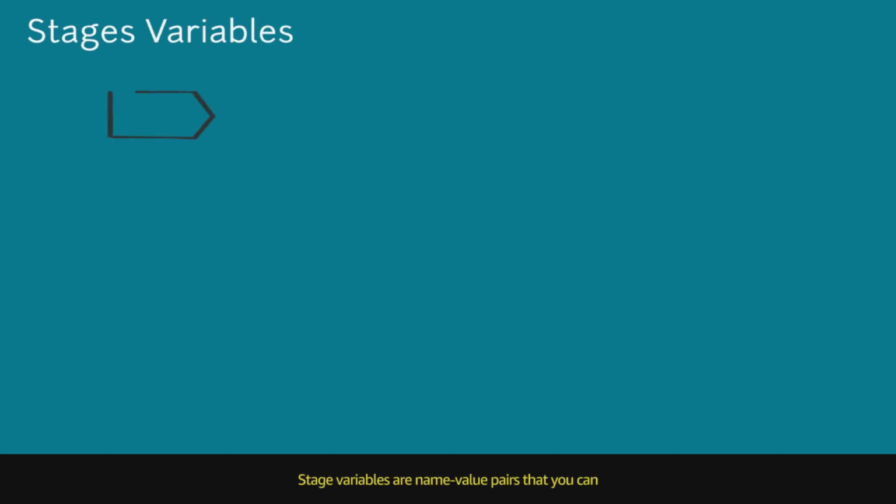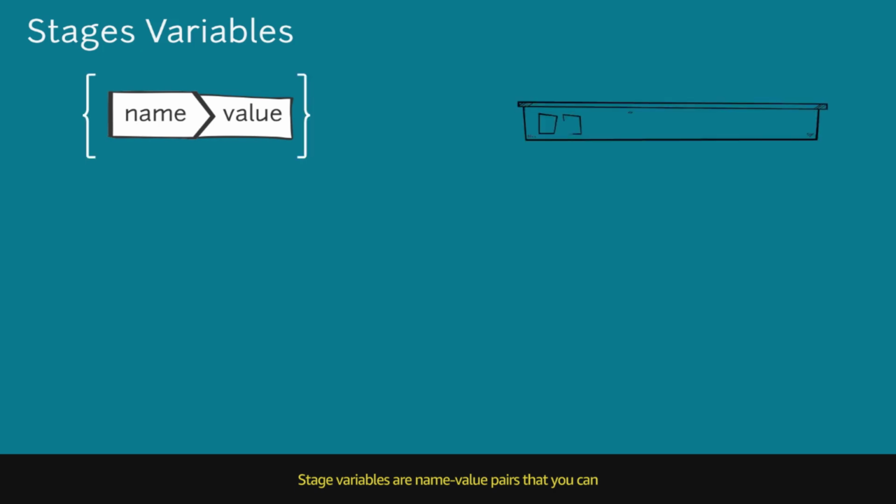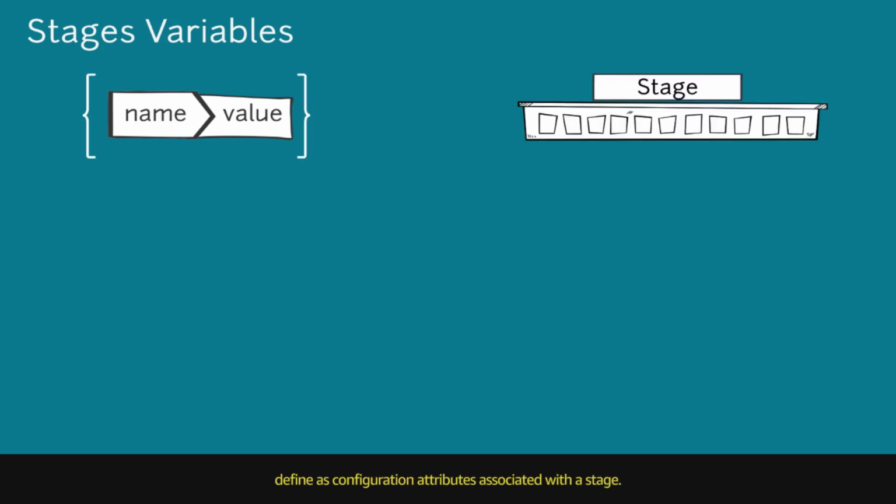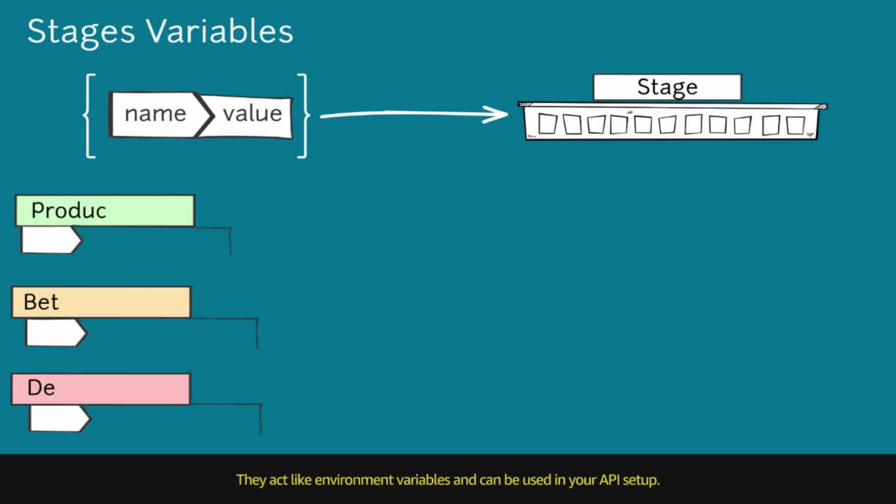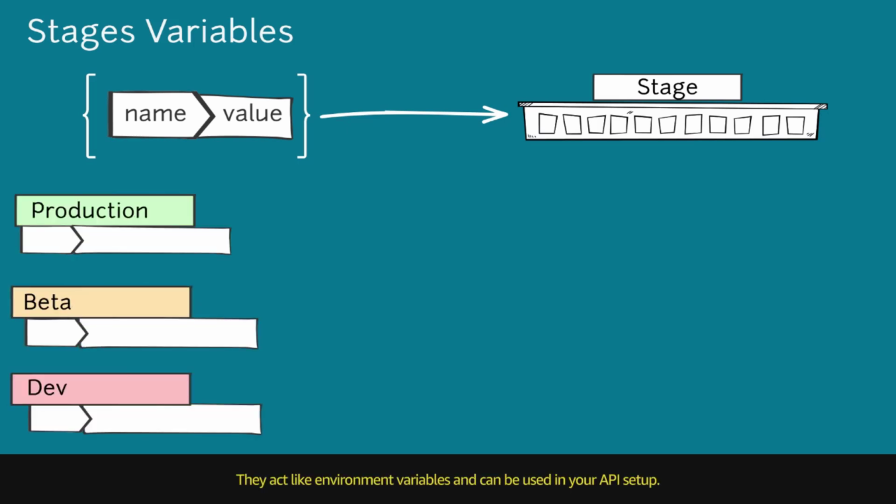Stages and stage variables. Stage variables are name value pairs that you can define as configuration attributes associated with a stage. They act like environment variables and can be used in your API setup. For example, we can use a stage variable to customize the HTTP integration endpoint.